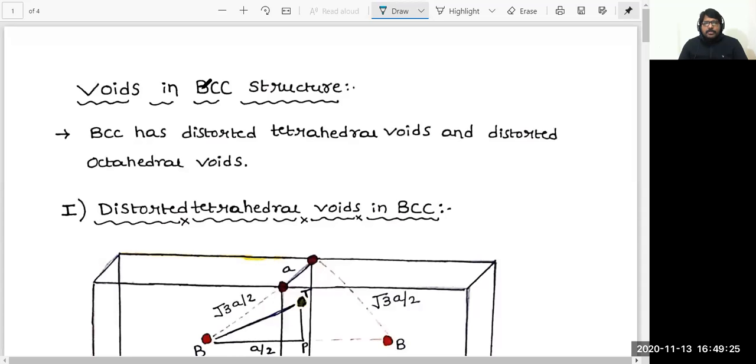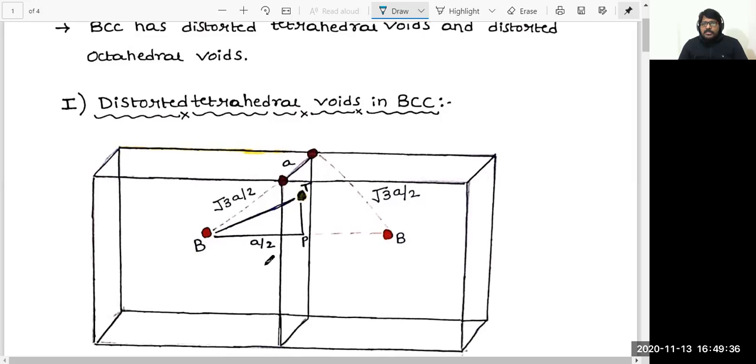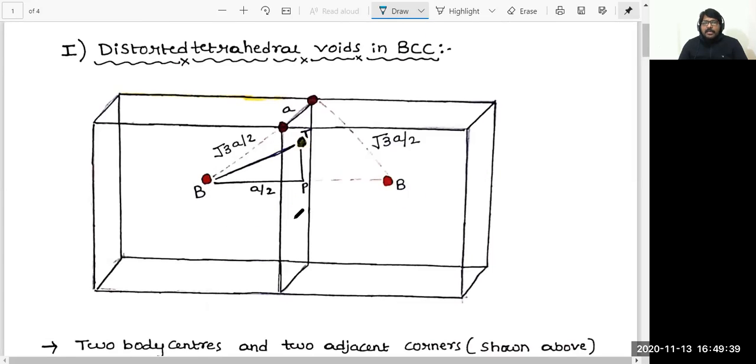So firstly, the BCC unit cell has particles at the body center and corners. And here, in order to understand the voids in a BCC unit cell, it is necessary to take two adjacent unit cells. This is one BCC unit cell. This is another BCC unit cell. But we know that in a BCC unit cell, particles are present at the body center and all corners. All corners are definitely occupied by particles, but to understand, any two corner particles of an edge are sufficient.